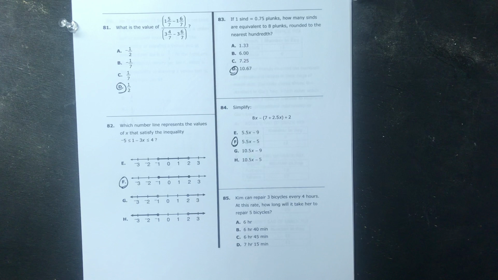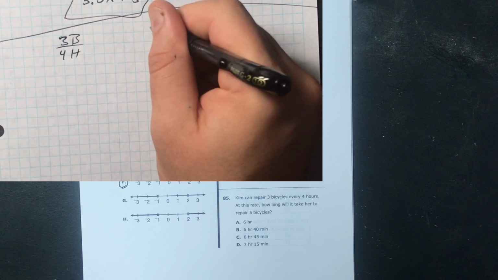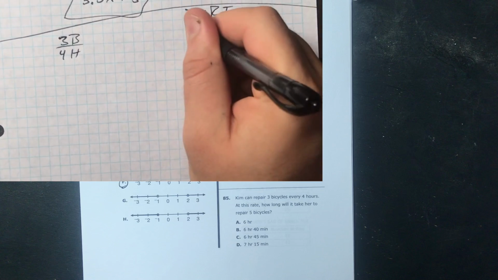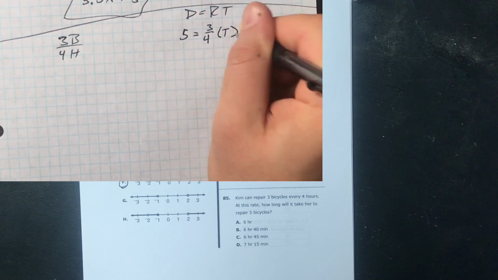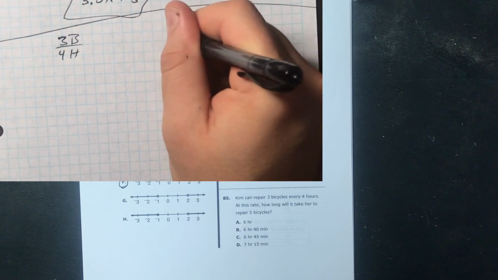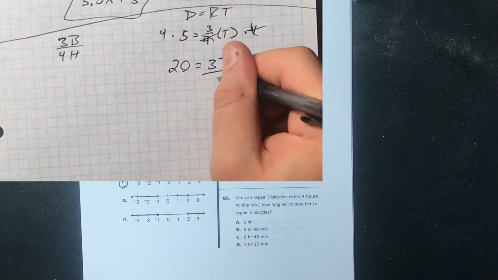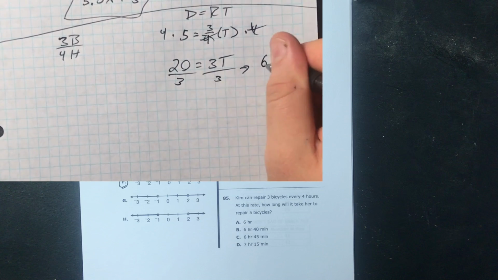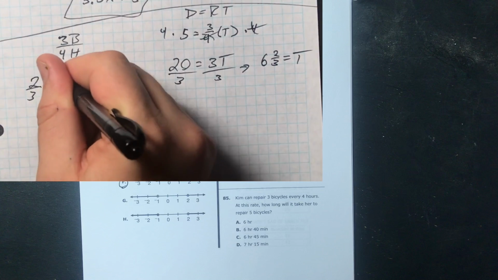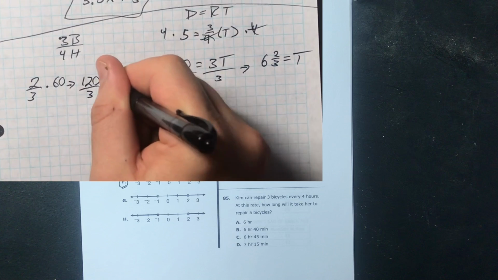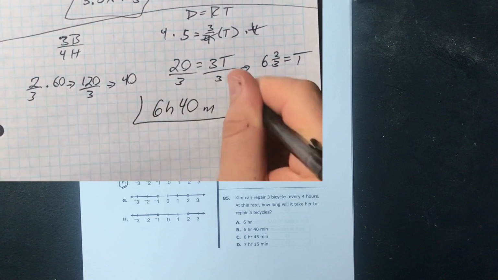Kim can repair 3 bicycles every 4 hours. At this rate, how long will it take her to repair 5 bicycles? Her rate is 3 bicycles every 4 hours. Distance equals rate times time. The distance is 5 bicycles. Her rate, and we don't know what the time is. So we're going to multiply both sides by 4 to get rid of that denominator on the right side. Now we're going to divide both sides by 3. So t is 6 2/3 hours. 2/3 of an hour is how many minutes? Times 60, 40 minutes. 6 hours, 40 minutes, 5 bikes.